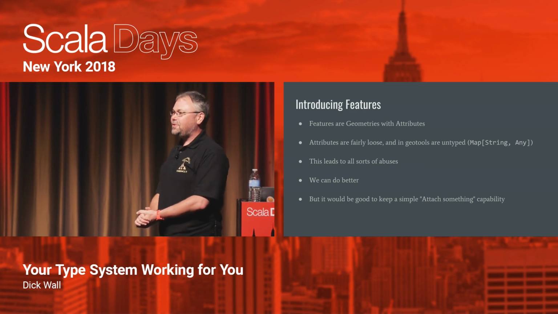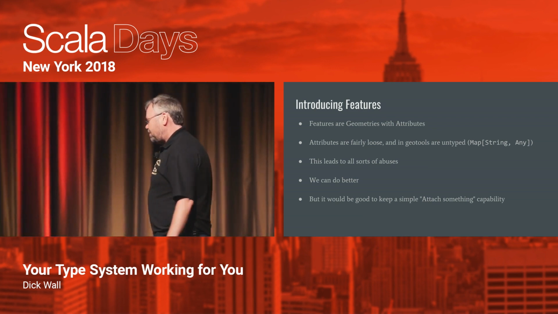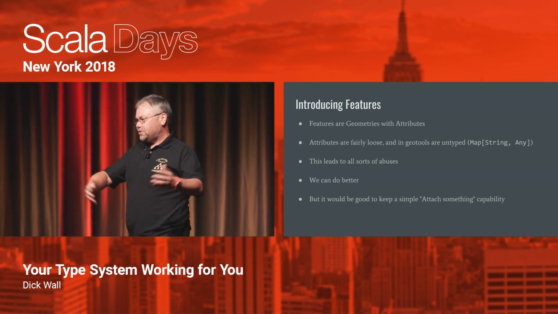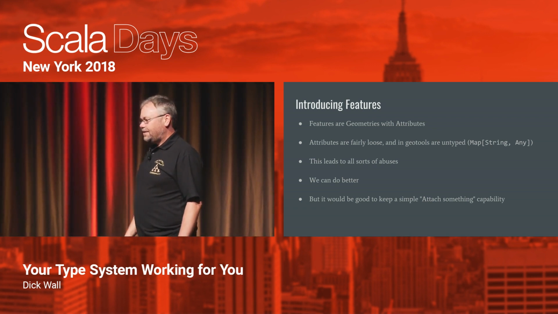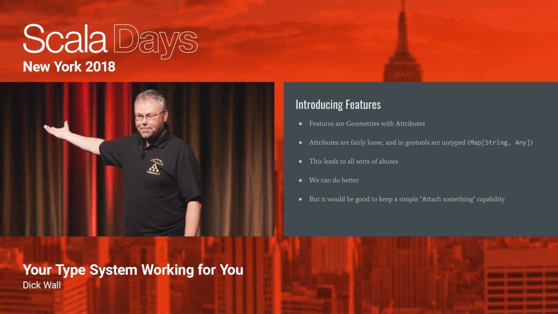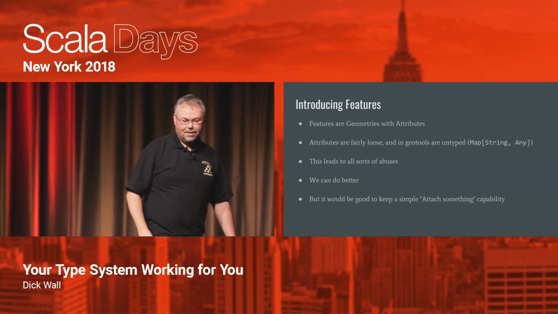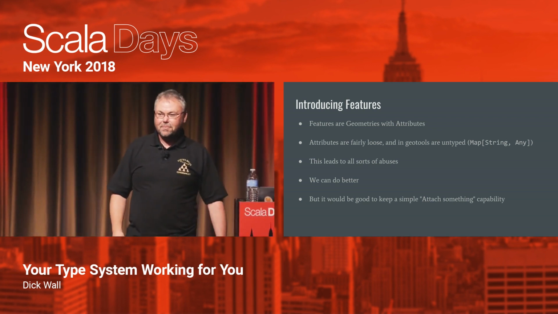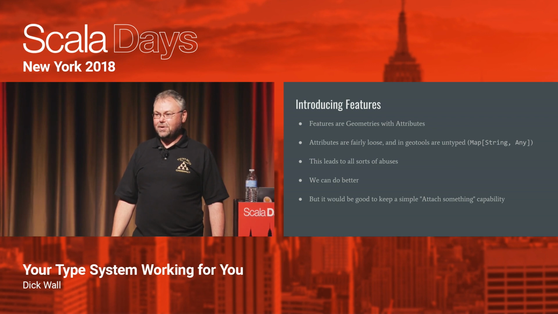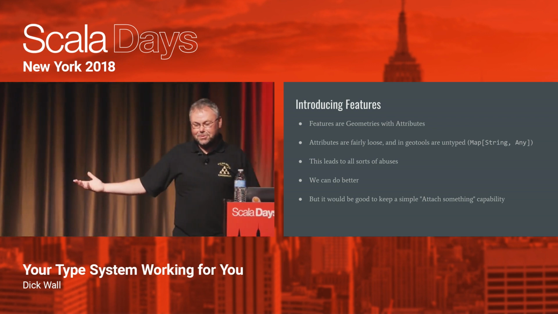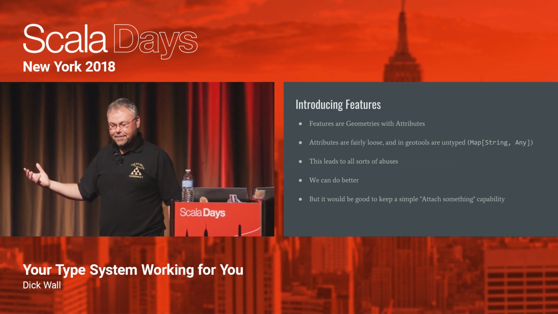We've just hit several in the past few weeks where people get the attributes and they're like, save it out to a shapefile. And it hits, and it's a map of string to any. Nobody's broken any rules up until that point, and it's like, I don't know how to save a 365-day weather array into a shapefile. So this leads to all sorts of abuses, and we can do a lot better.